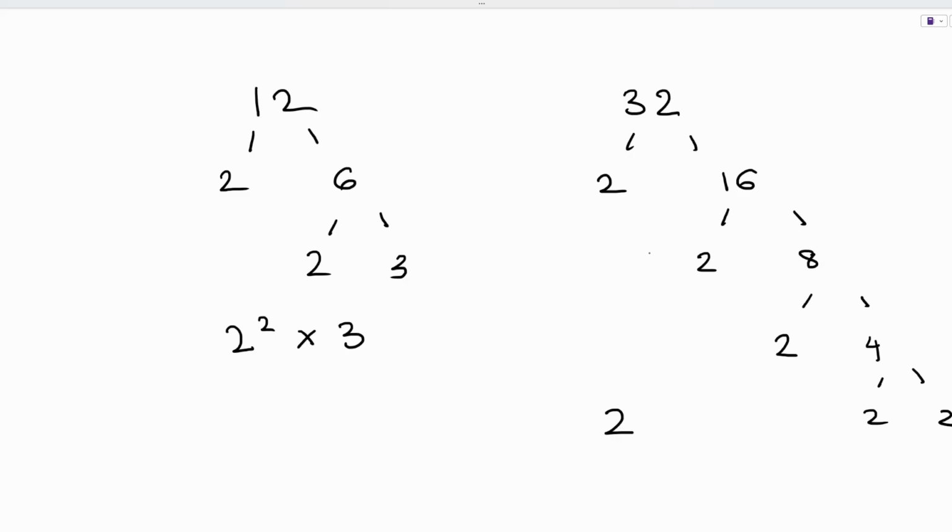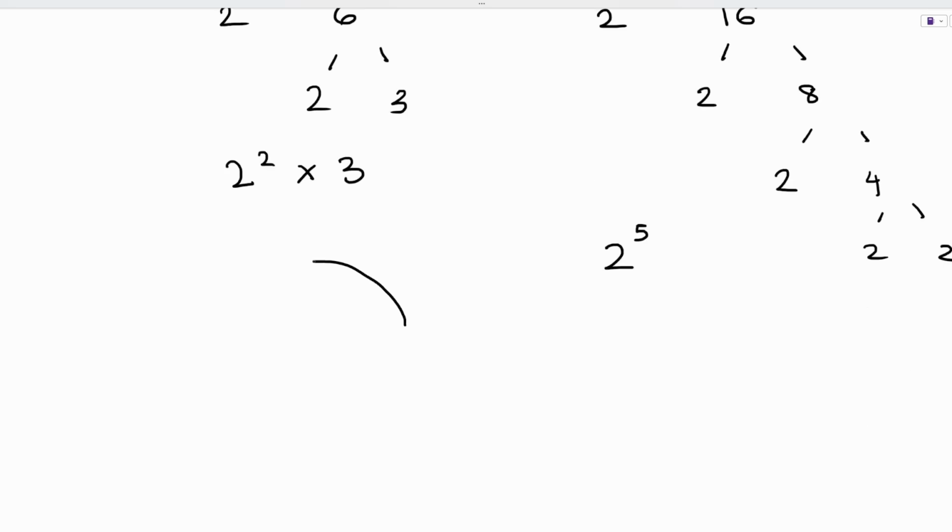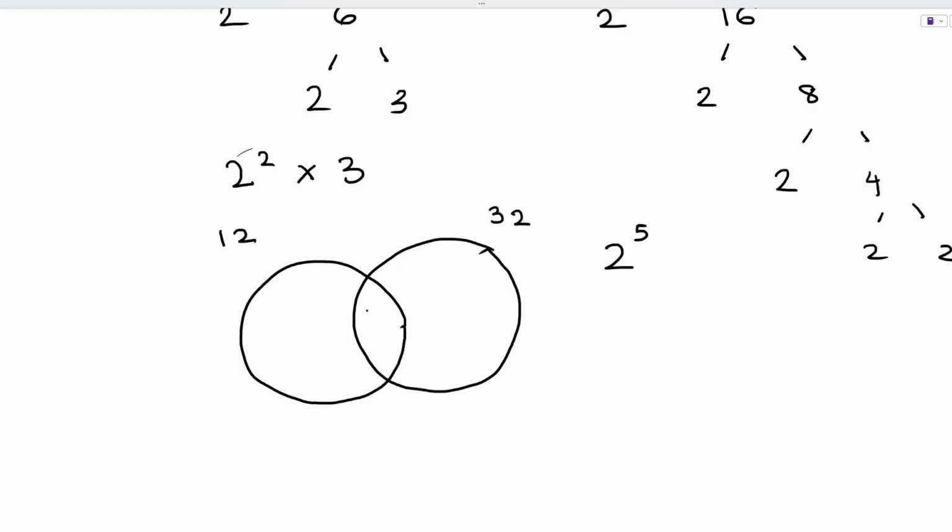So you can use Venn diagrams to represent this. If we draw 2 circles for each of these numbers, let's put 12 on this side and then 32 on this side. We would take the common numbers from both of these. So 2 squared is in both of these numbers, so this will go here. There's a 3 from the 12, which does not go into 32, so we will just put the 3 here. There's also an extra 2 to the power of 3 from the 32 that we can put here.